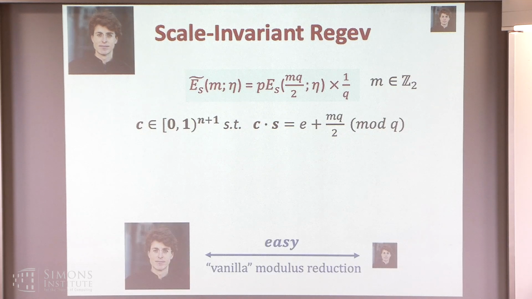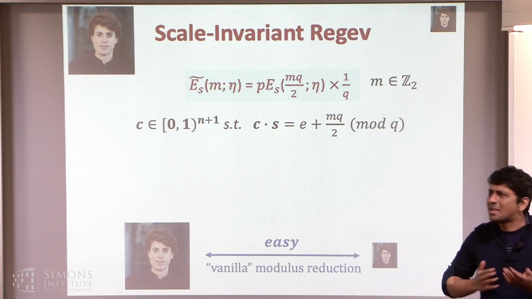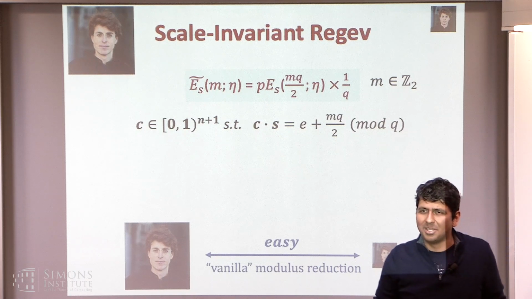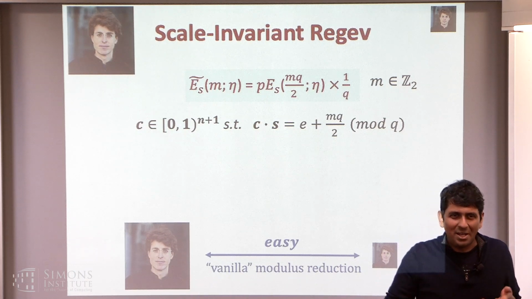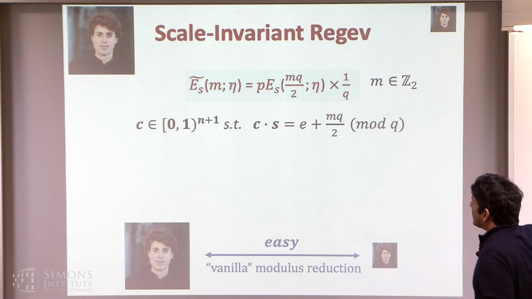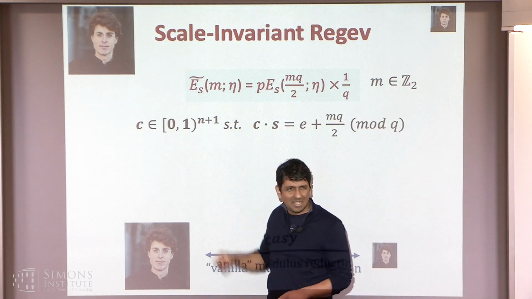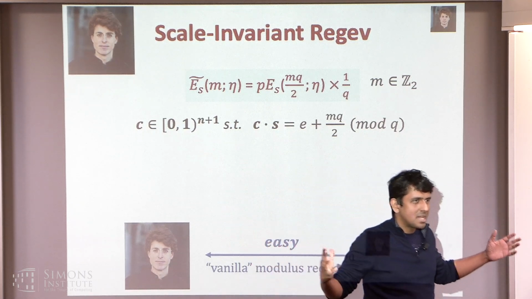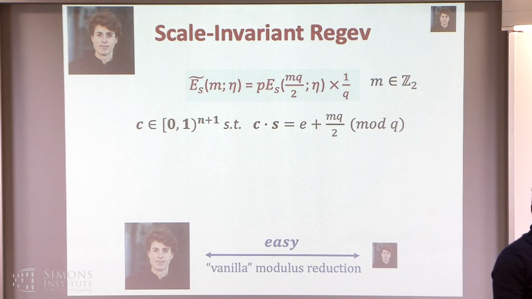Really, these two ciphertexts you can go back and forth between, by multiplying or dividing by Q. One thing I do want to point out is that this ciphertext doesn't live arbitrarily in the torus. It's actually multiples of 1 over Q. And this will come up later.